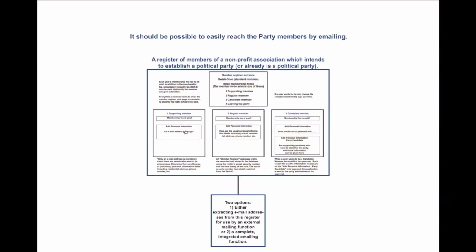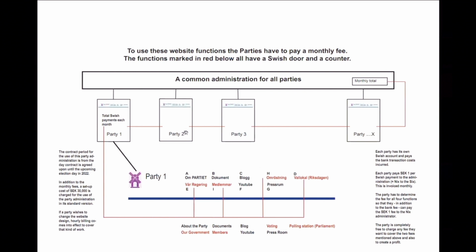And now picture 5, the email function. To make it easy for the party to reach its members with information and also to monitor the election campaign, an email function is necessary. It may be an external function that retrieves all email addresses from the member database or a function integrated into the website. Simple enough. Picture 6.